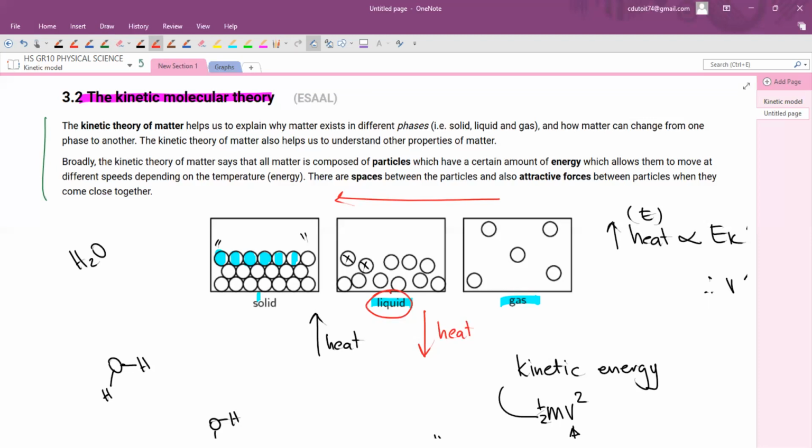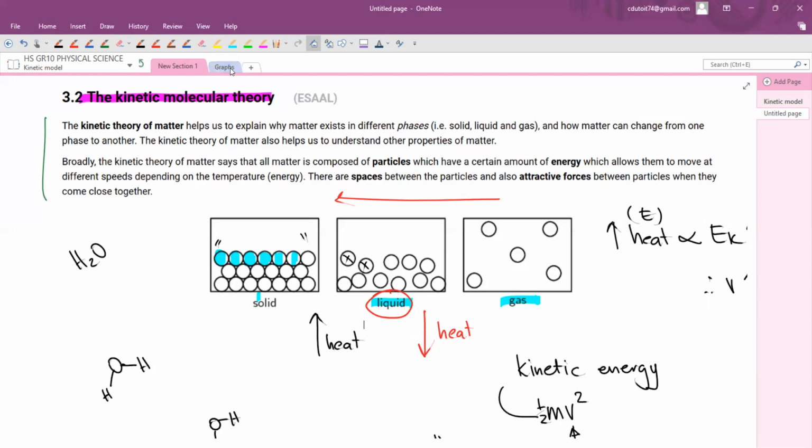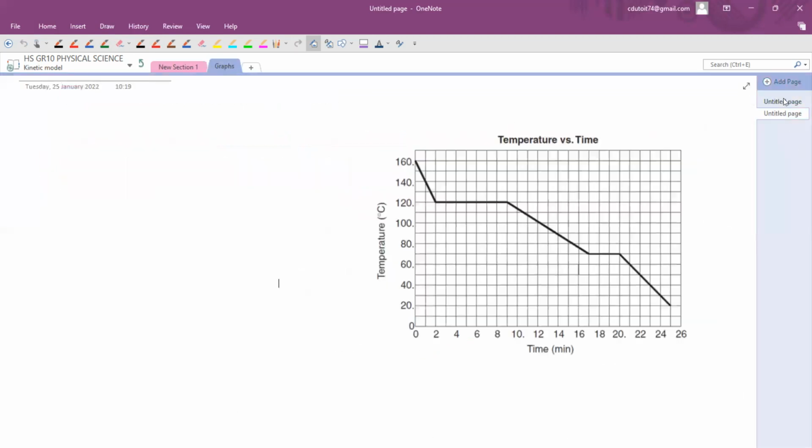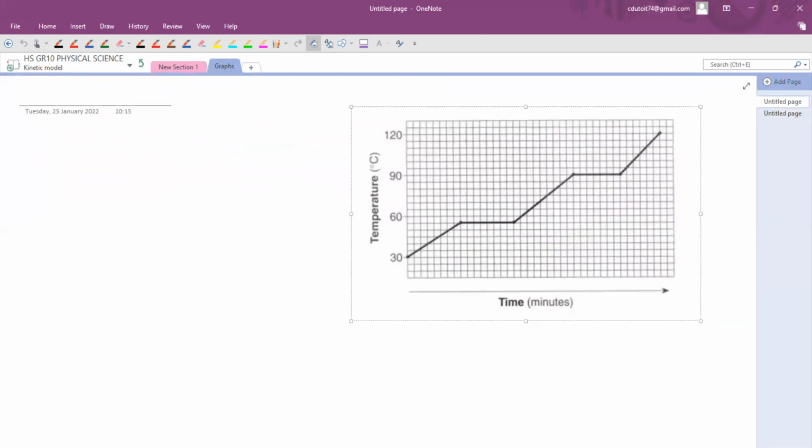Okay, now, what we've done here, we're almost finished with this. We must be able to draw on a graph, and you are going to get a lot of this. I'll show you two graphs. This is called a heating graph. So let's go over this graph. Right at the beginning, our substance is a solid. So at 30 degrees Celsius, we have a solid.